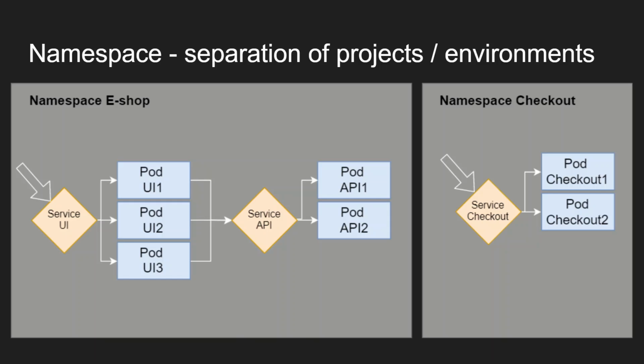For example, here we see that there is a namespace for eShop. If we list the services for eShop, we will get only these 2. Then we are running a namespace for checkout. If we list the resources for checkout, we get only these resources. They are not interfering with each other. The same way we can create, for example, eShop production and eShop staging. They will be separated and will not interfere with each other.